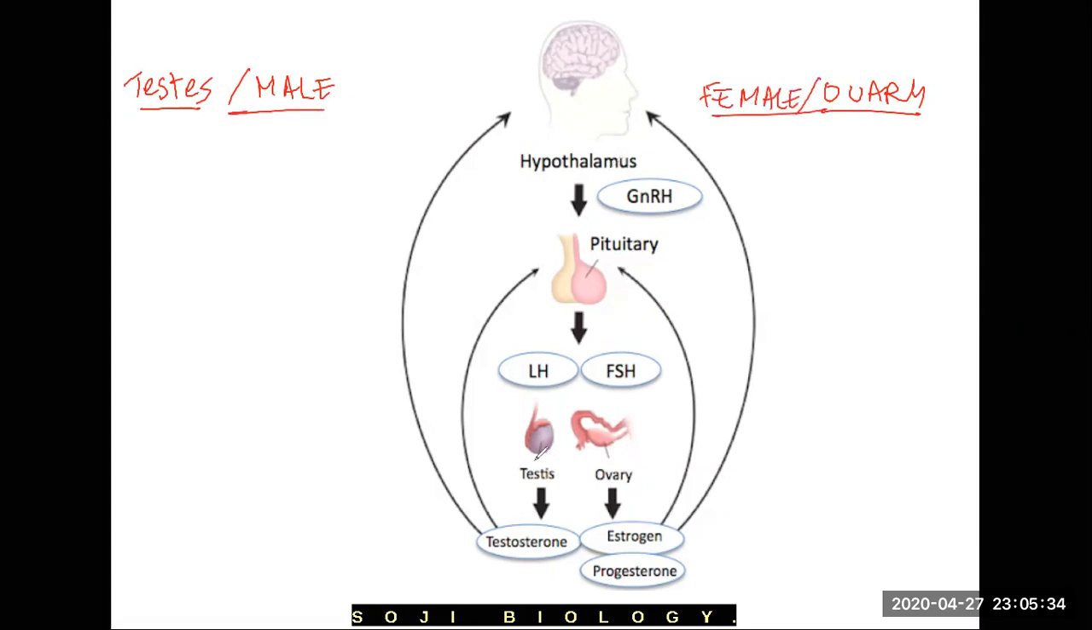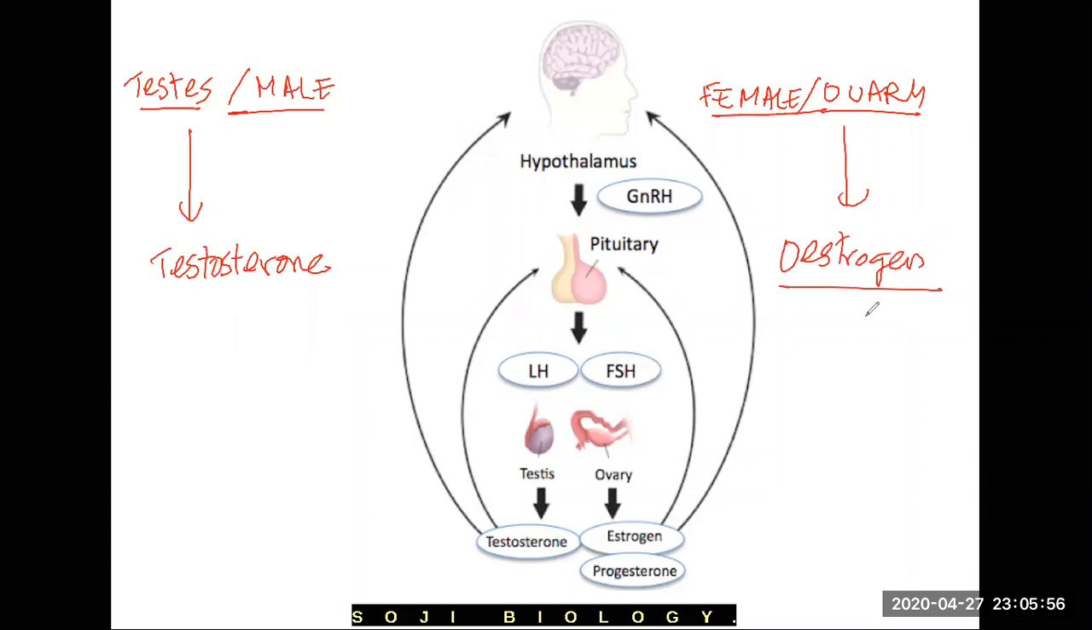And here you can see the testis produces testosterone. It forms testosterone. And ovaries produce estrogen, which is the female sex hormone. But it also produces one more hormone. The second hormone it forms is progesterone. Right? Progesterone is more related to pregnancy.